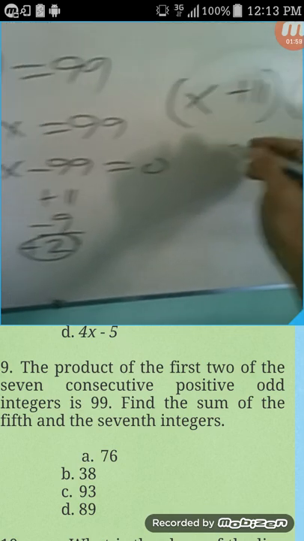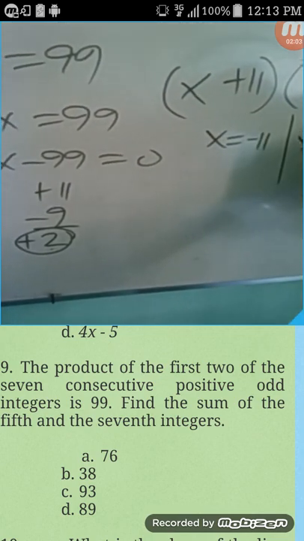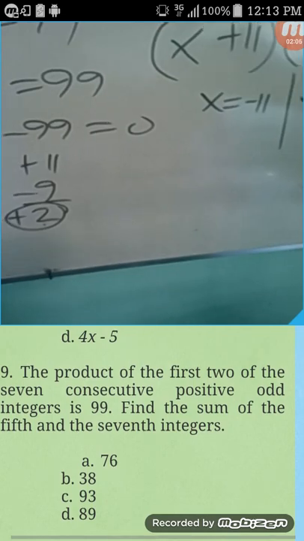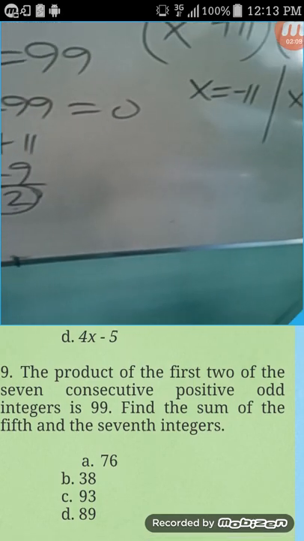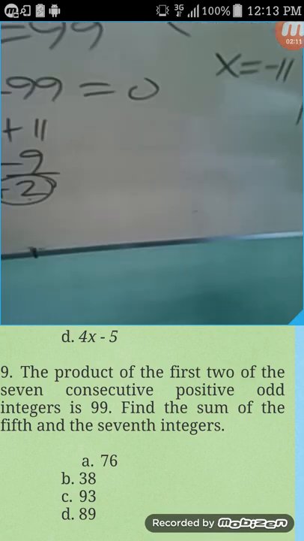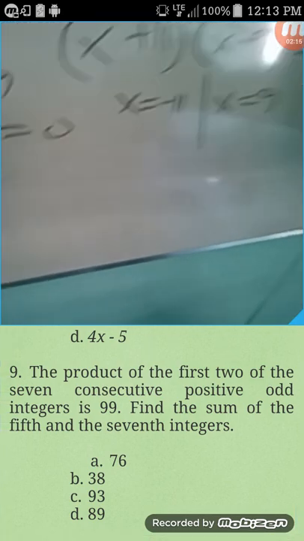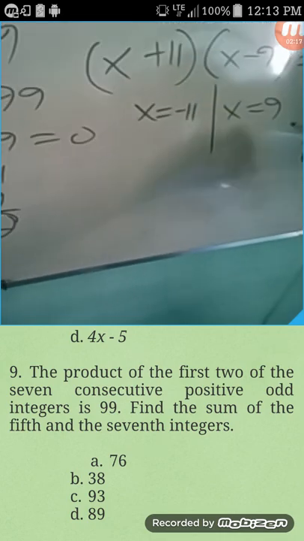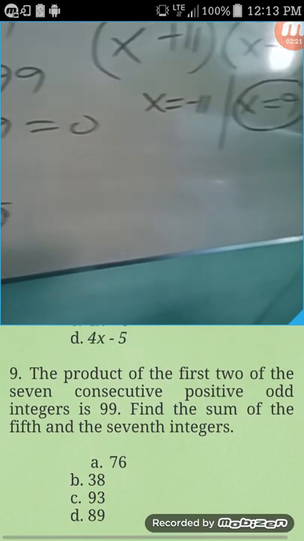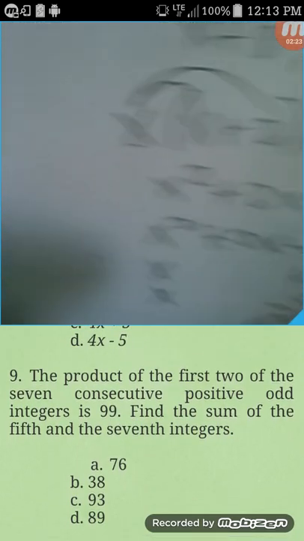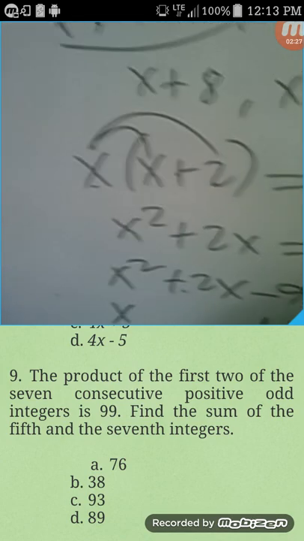Equating each to 0, we have x equal to negative 11, and the other one x equal to 9, because we transpose each one so the sign changes. The problem calls for a positive integer, so the answer would be x equal to 9, because 11 is negative. And after that our x is 9.